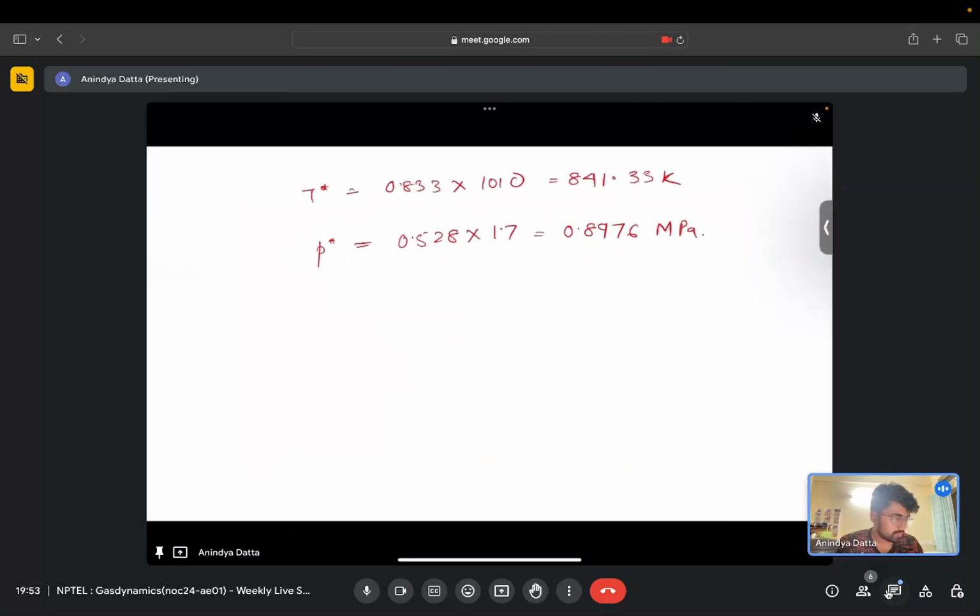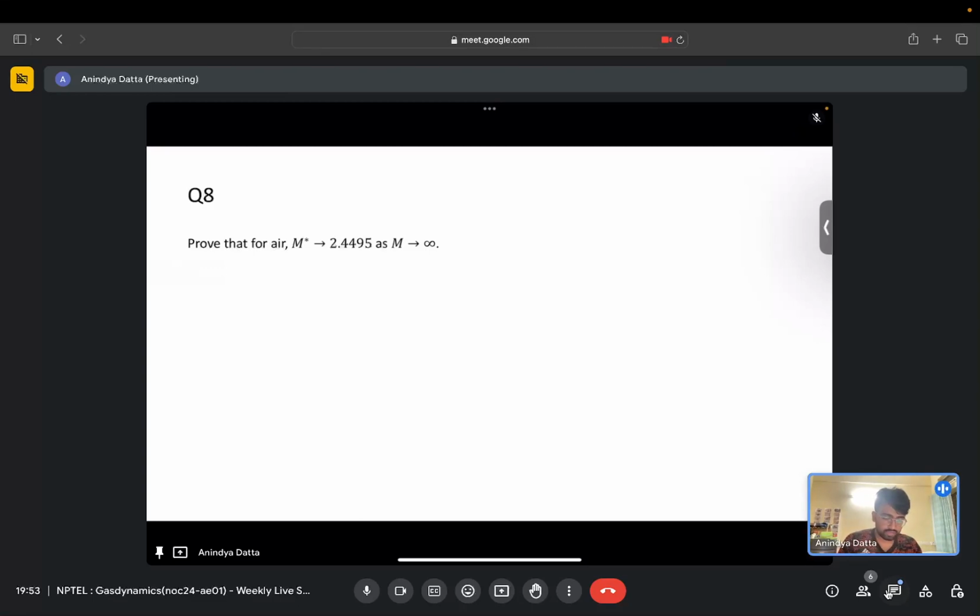Moving on. Prove that for air, M star is... So what is M star? At the critical state, we can compute this a star, which is the square root of gamma R into T star. This a star is called the characteristic sonic velocity or sonic speed, which is basically the speed of sound corresponding to the critical temperature. We're just putting in the critical temperature, so this is not an actual speed of sound; a star is some reference.